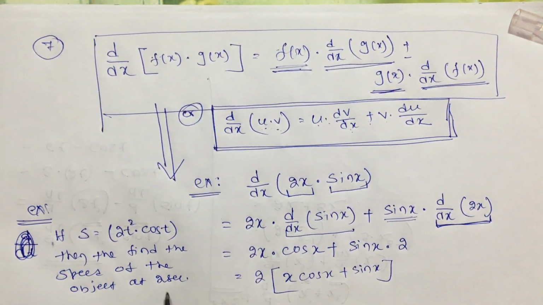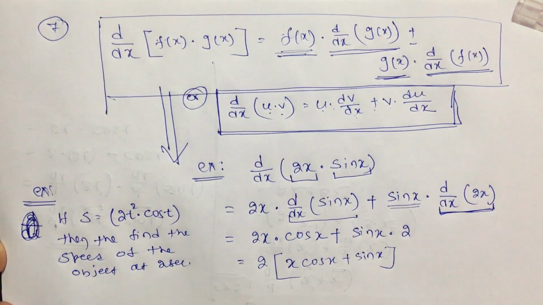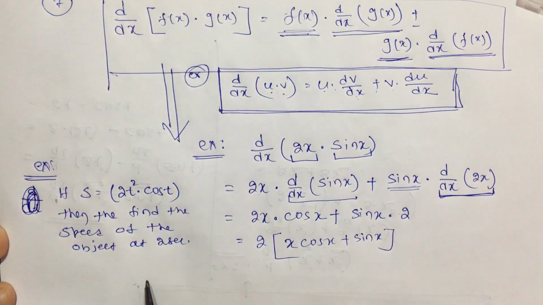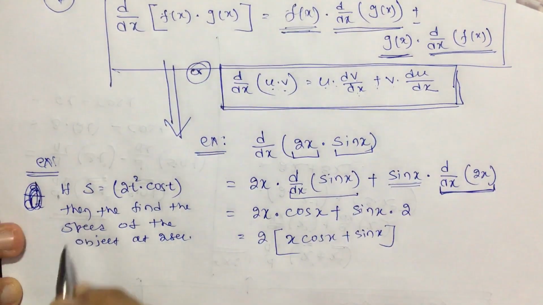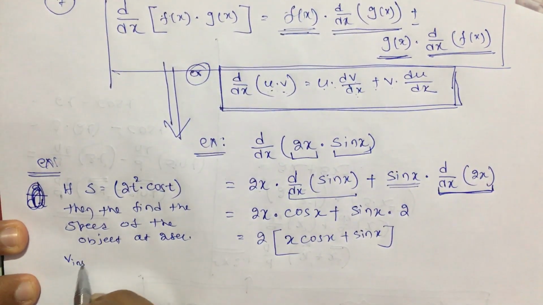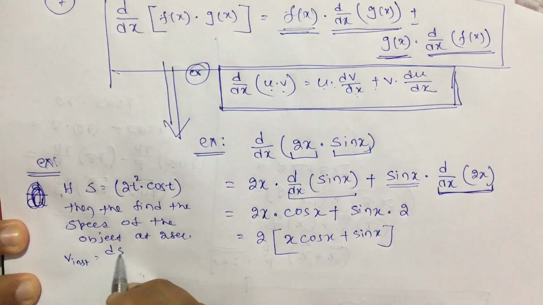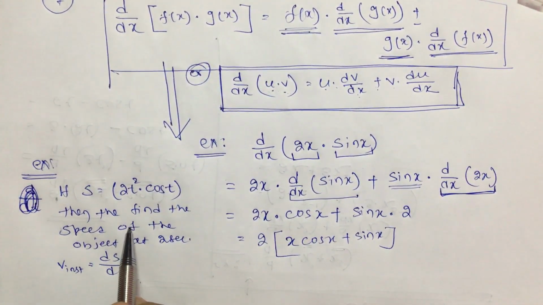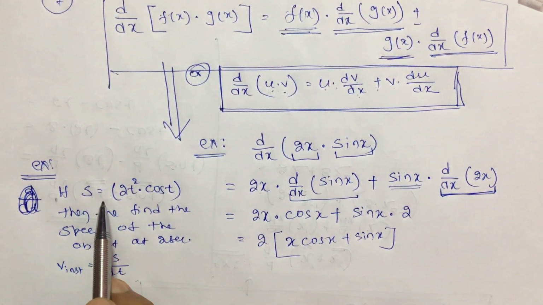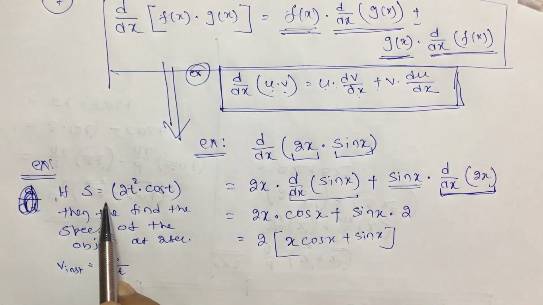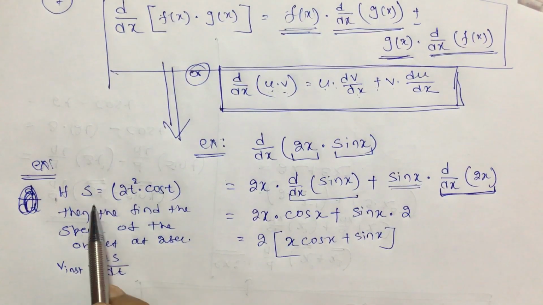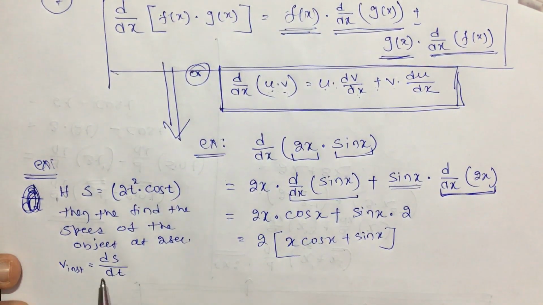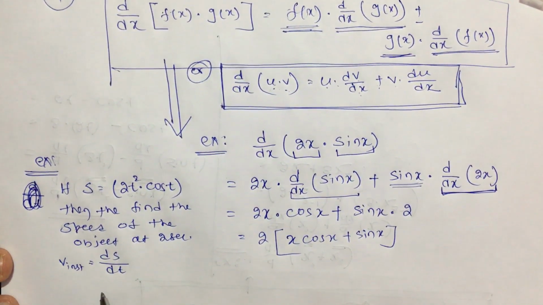I have already told you that at 2 seconds means it is asking about instantaneous speed, not the average speed. So how to do it? First you have to find the instantaneous speed formula, and we know that v instantaneous equals ds by dt. Is the question clear first? It is given that an object is moving in a straight line following this equation, s equals 2t square cos t. You have to find the speed of the object at exactly 2 seconds.